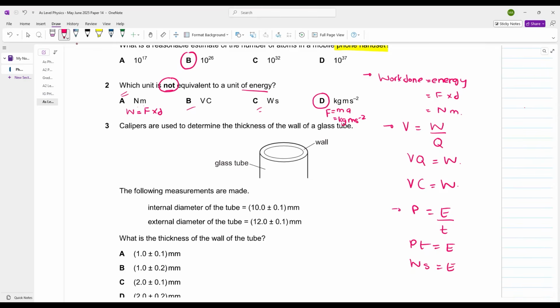पहला यूनिट किस तरह जस्टिफाइबल है? वर्क डन इज इक्वल्स टू एनर्जी. एनर्जी इज इक्वल्स टू फोर्स इनटू डिस्टेंस. न्यूटन मीटर आ गया आपका. फर्स्ट यूनिट जस्टिफाई हो गया.